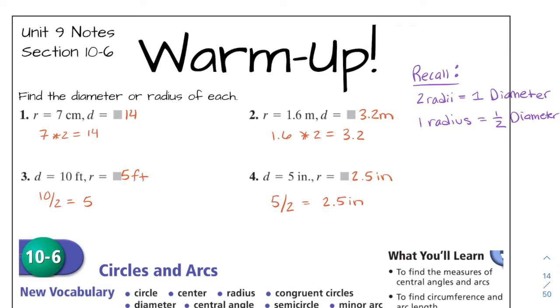It's only doubling or halving the radius or diameter. Just remember 2 radii equal 1 diameter, or 1 radius is equal to half the diameter.